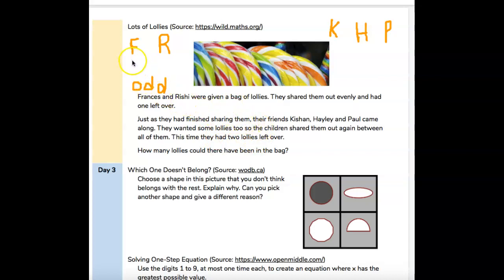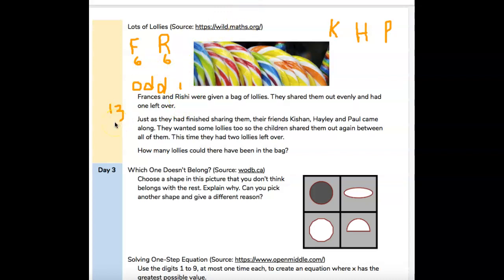So I had that the number was, I just guessed 13, because I need an odd number. So let's take a look and see if that works. I got 6 here, 6 here, and then 1 left over. Okay, so 13 is an odd number. It can be divided evenly among 2 people and have 1 left over. All right, well, let's see if that works when there's 3 more people.